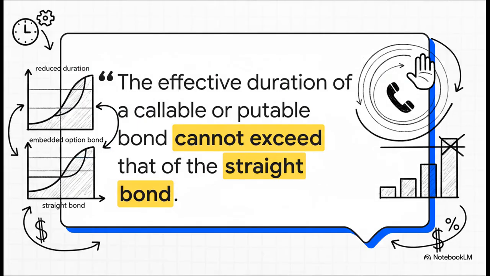Let's just pause on this quote for a moment, because this is a golden rule. It's one of those fundamental takeaways you should walk away with. Having a call or a put option always, and I mean always, acts to lower the bond's maximum potential duration. The option puts a ceiling or a floor on the price, and that automatically dampens how sensitive it can be to interest rates compared to its option-free twin.